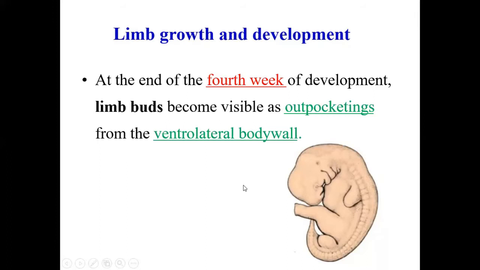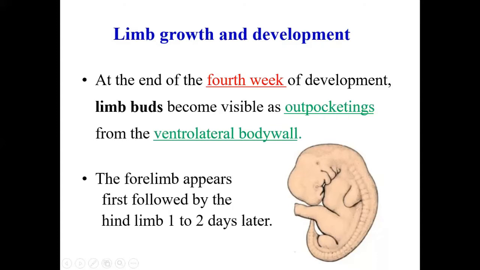First of all, we will see how the limb bud is formed and where it is formed. This is a 4th to 5th week embryo. Here we see one limb bud. This is the upper limb bud and this is the lower limb bud. So at the end of the 4th week of development, limb buds appear as an outpocketing from the ventrolateral body wall. From the ventrolateral body wall, there are 2 limb buds. One is the upper limb bud and the other is the lower limb bud. The upper limb bud appears 1 to 2 days before the lower limb bud.